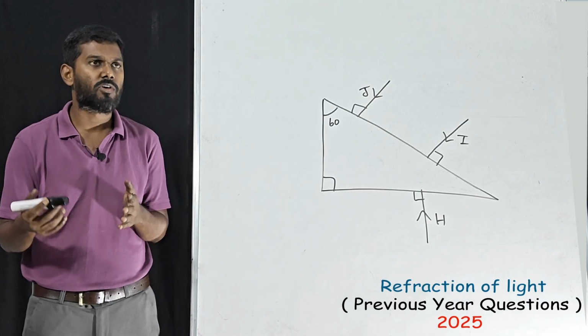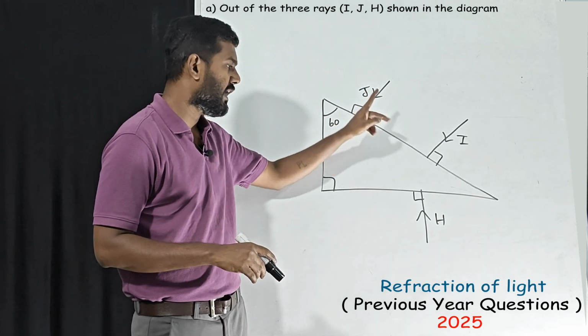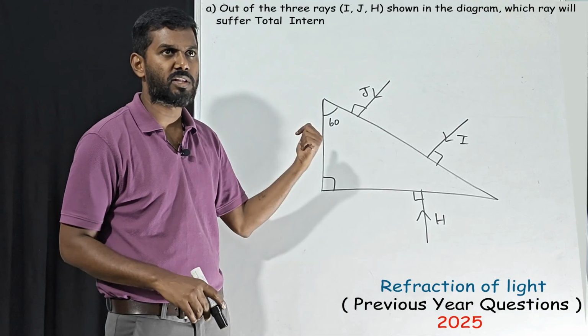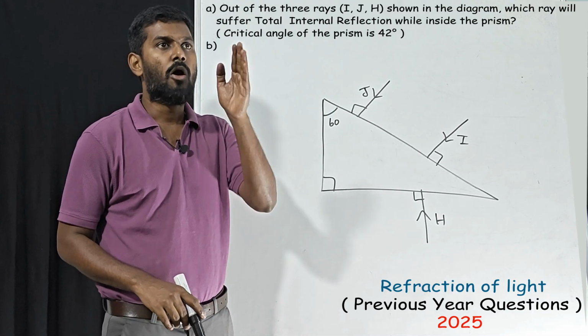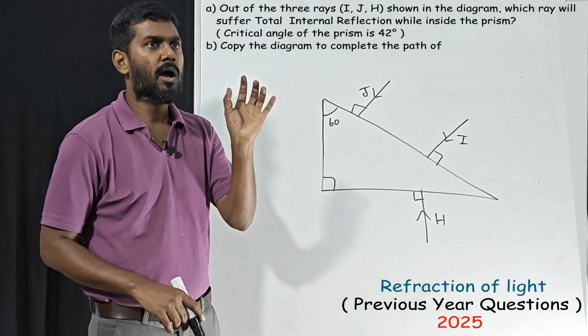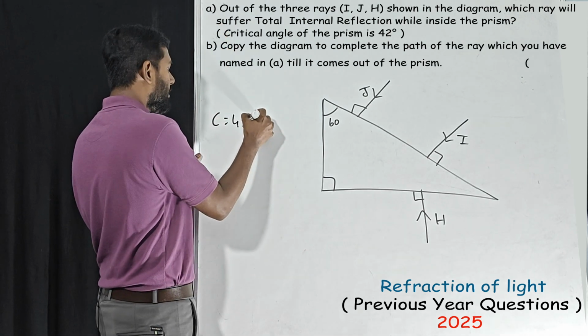That's it. Now we'll go for our last question. Out of the 3 rays I, J, H shown in the diagram, which ray will suffer total internal reflection while inside the prism? The critical angle of the glass prism is 42. Critical angle is 42. We need to find.